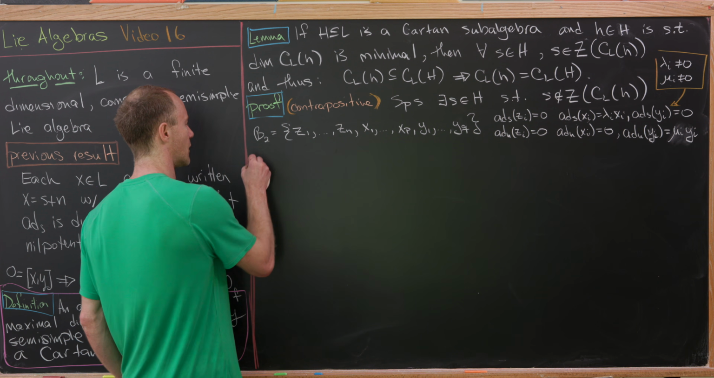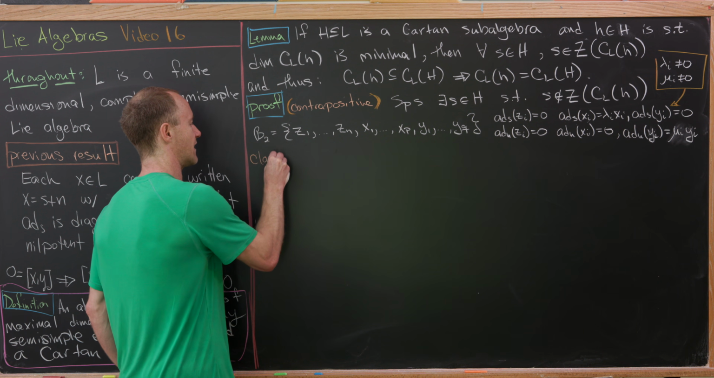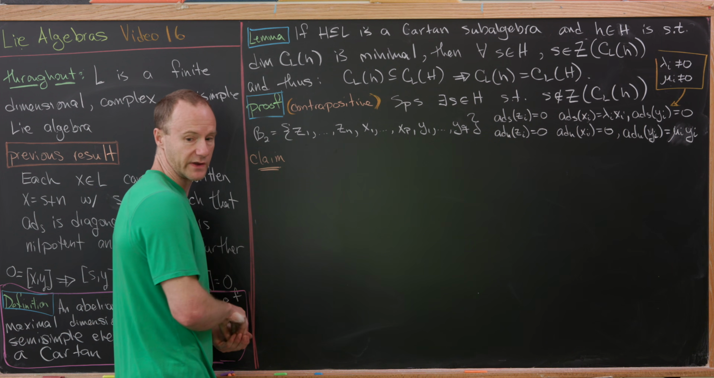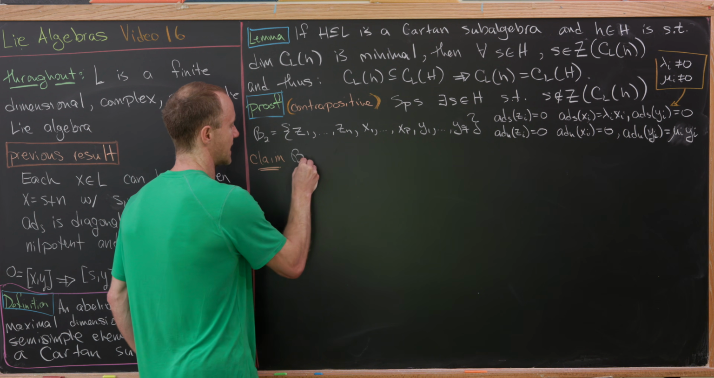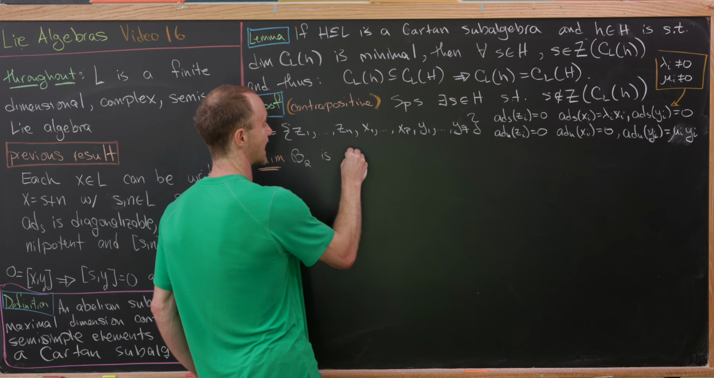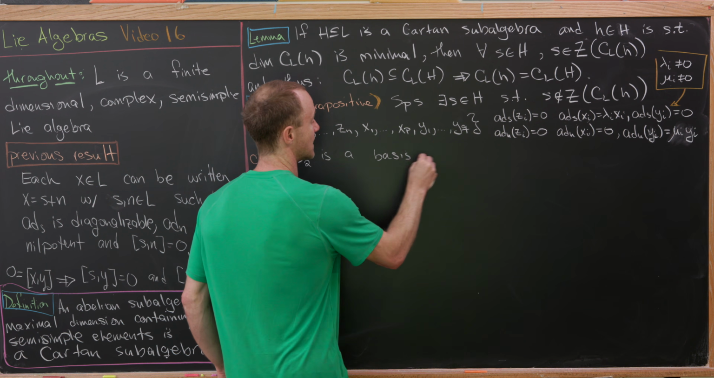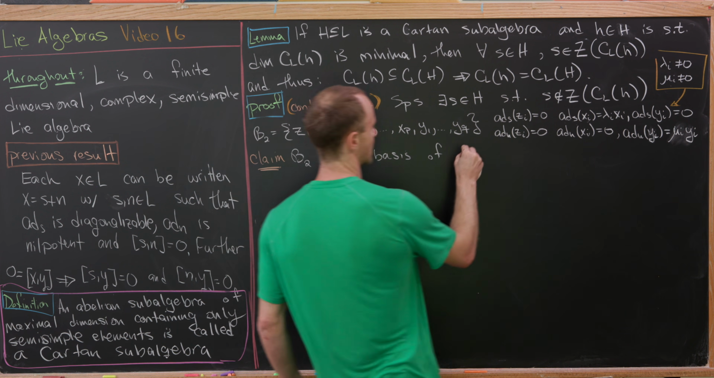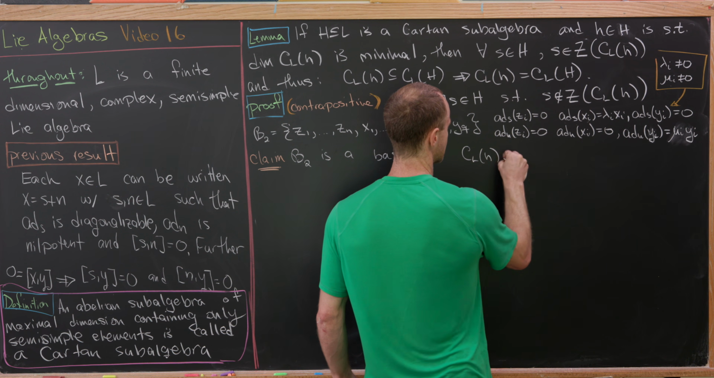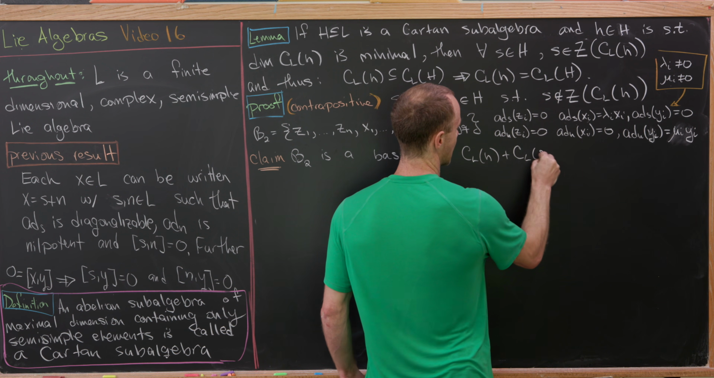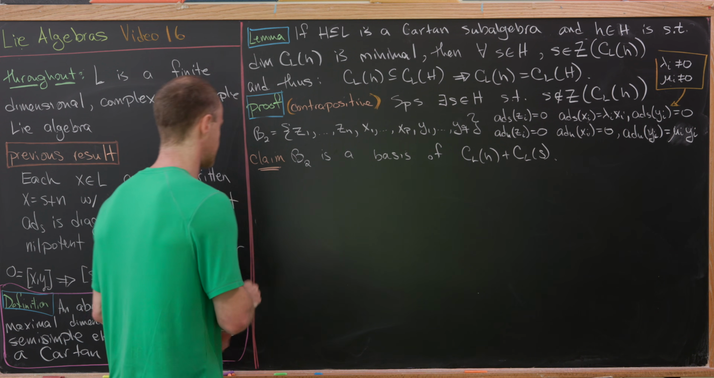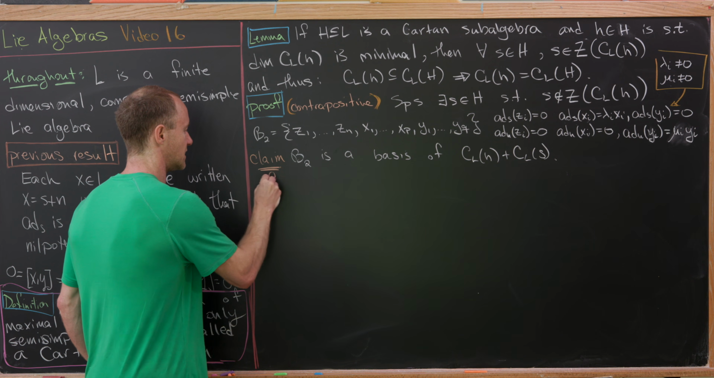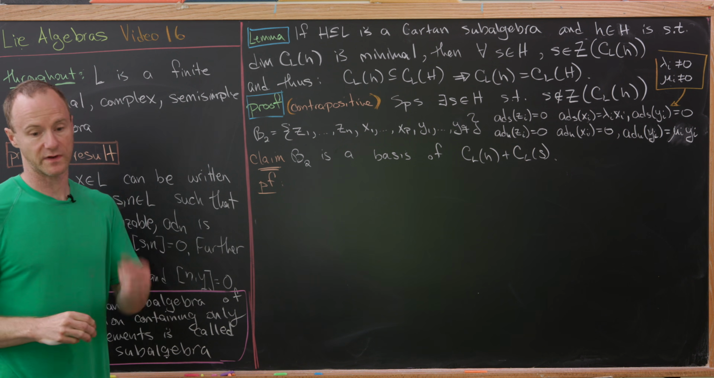Okay, and now we're going to take this setup we have and prove the following claim, and that is that B sub 2 is in fact a basis of this sum of subspaces, which I'll call CLH plus CLS. Okay, great. Now, how is this claim going to be proven?